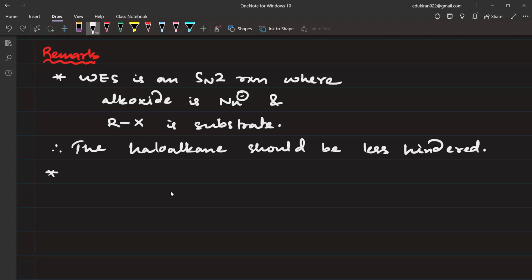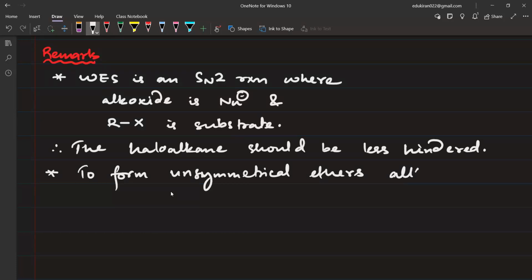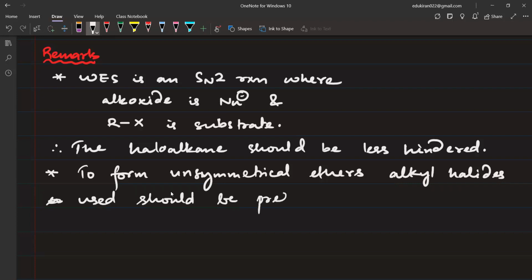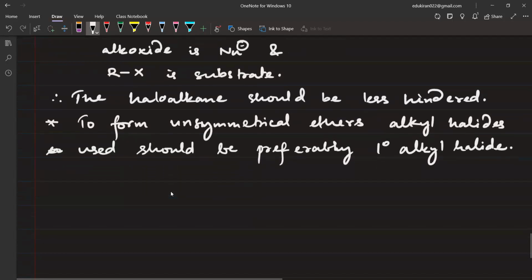So when we are making unsymmetrical ethers, this is how we write: to form unsymmetrical ethers, the alkyl halides used should be preferably 1 degree alkyl halide. Okay, write this down.